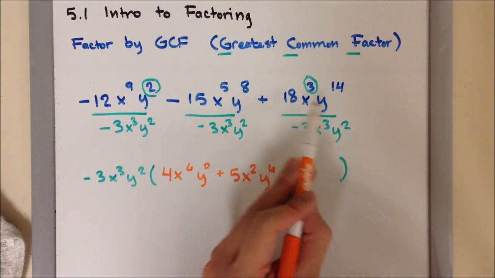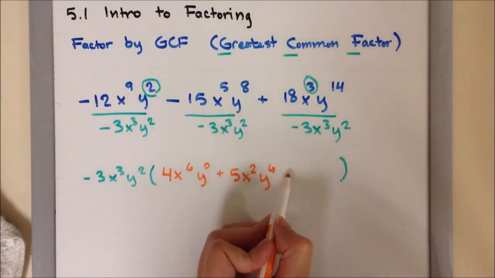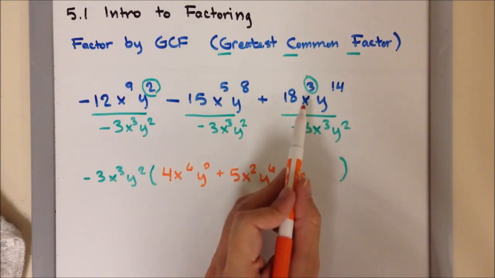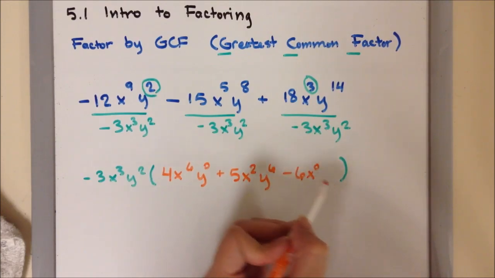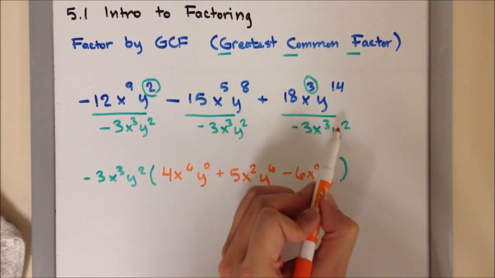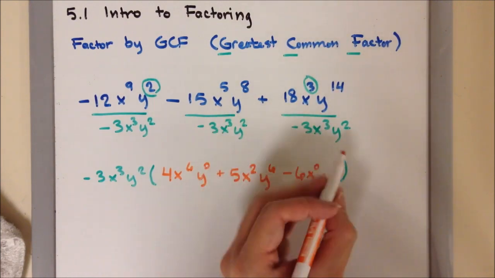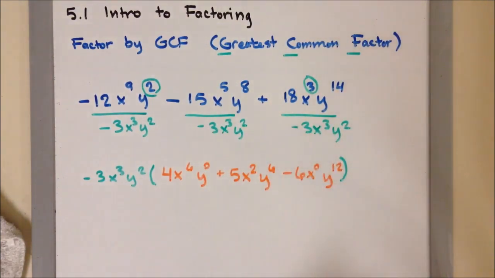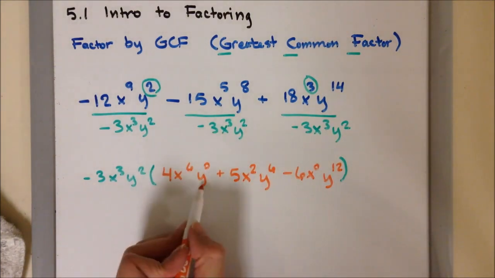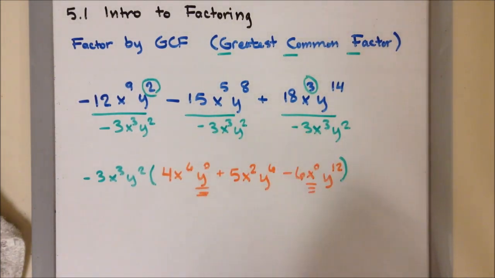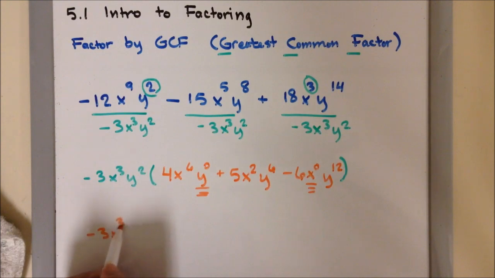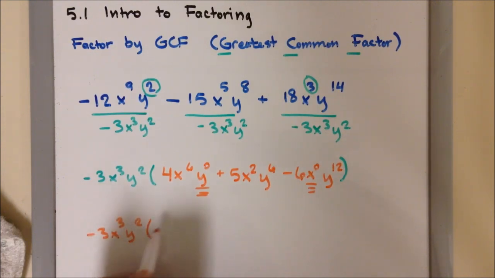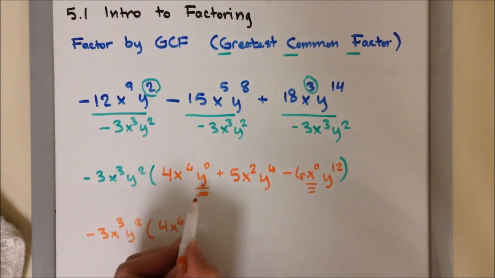My last term, positive 18 divided by negative 3 will be negative 6. So my x's, 3 minus 3, it will be 0 for the x. Now the y's, top minus bottom, 14 minus 2 will be 12. I'm not finished because I have a y to the 0 power and an x to the 0 power. So I'm going to simplify my answer. My GCF, negative 3 x to the third y squared, 4 x to the 6. If it's y to the 0, that becomes 1. I don't need to write it.